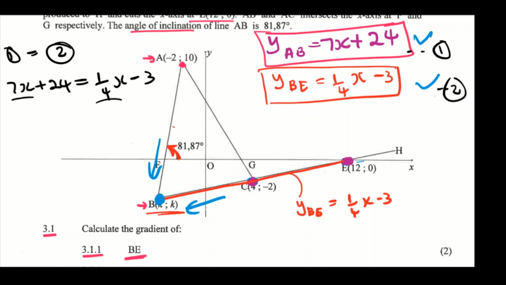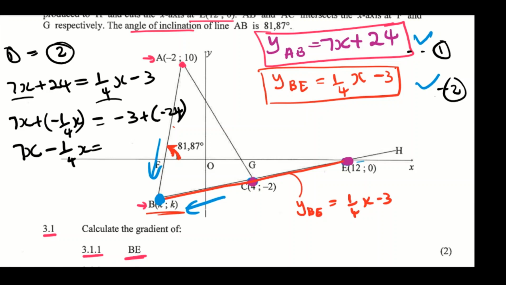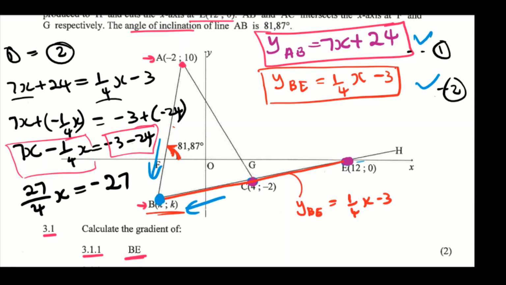Then we're going to collect the like terms. So it's going to be 7x minus 1 over 4x is equal to minus 3 minus 24, right? You're just going to add or subtract these like terms, it's just how you interpret it. Once you do that, 7x minus 1 over 4x is going to give you 27 over 4x being equal to minus 27, right? So you're just going to divide by this, and you should get your x value being equal to minus 4, right?